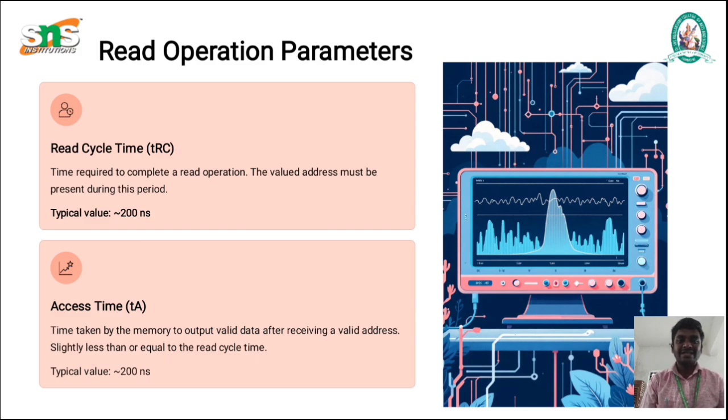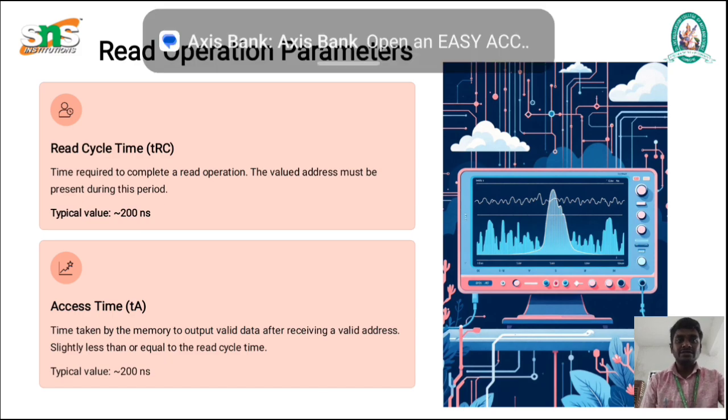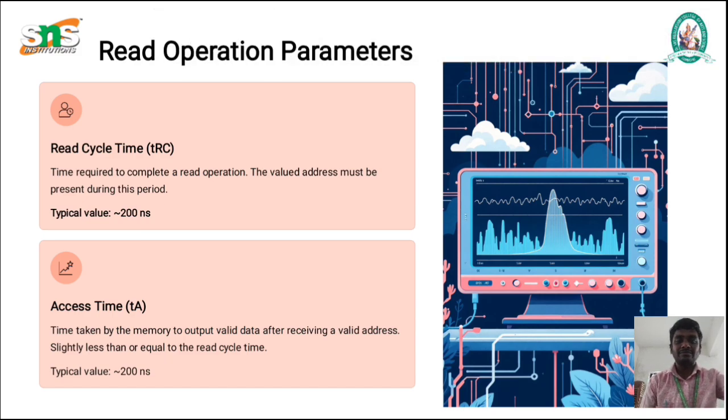The next one is access time, TA. This means the time taken by the memory to output valid data after receiving a valid address. The access time is slightly less than or equal to the read cycle time. It may vary plus or minus some amount, with very few variations. The typical value is approximately 200 nanoseconds, approximately plus or minus 5 or plus or minus 10. This is also one of the read operation parameters.